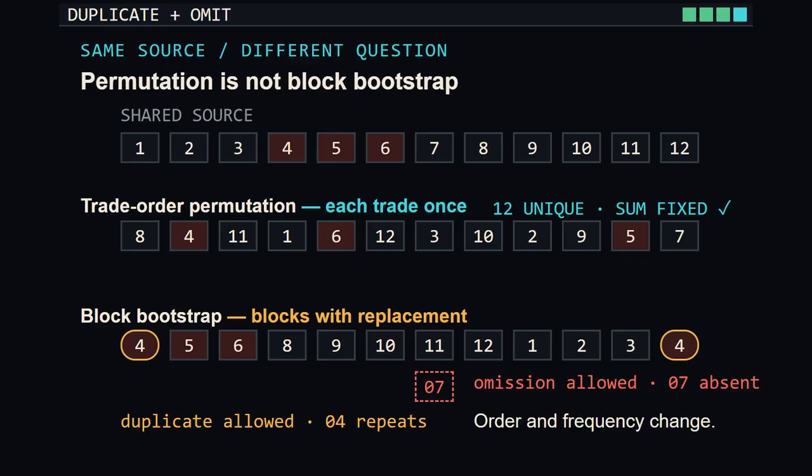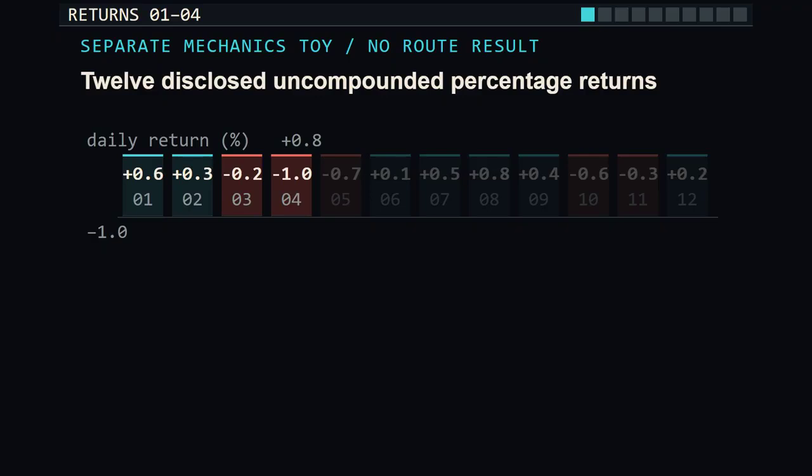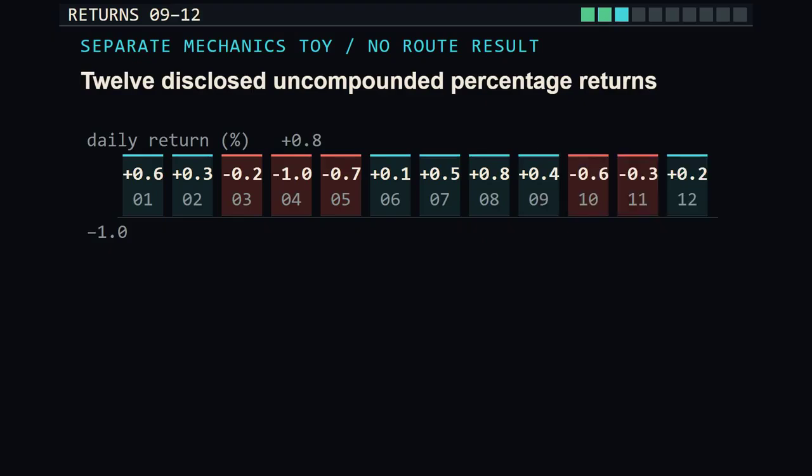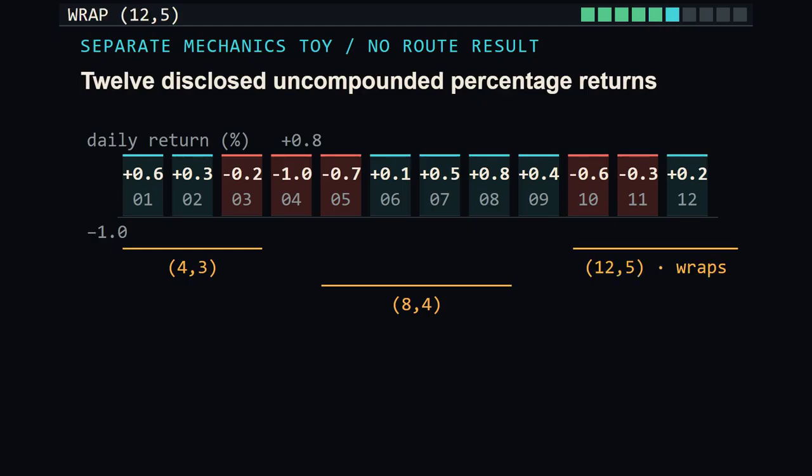Use this 12 return tape only as a teaching example. Plus 0.6, plus 0.3, minus 0.2, minus 1.0, minus 0.7, plus 0.1, plus 0.5, plus 0.6, minus 0.3, and plus 0.2%. Its uncompounded sum is plus 0.1 percentage points. Draw blocks 4-3, 8-4, and 12-5. The last wraps after return 12. We changed both order and frequency while drawing only from the source tape.